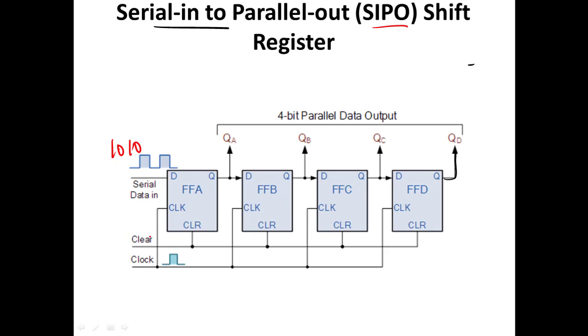If you are giving a clear high, all the flip-flops will be cleared, and all are synchronized with respect to the clock. This 4-bit 1010 will be appearing as the input. During the first clock pulse, as I said, the first 0 will be moved here. During the second clock pulse, this 0 will be moved here and 1 will be moved here. The second bit is 1, right? And during the third clock pulse, this will be 0, this will be 1, and this will be 0.